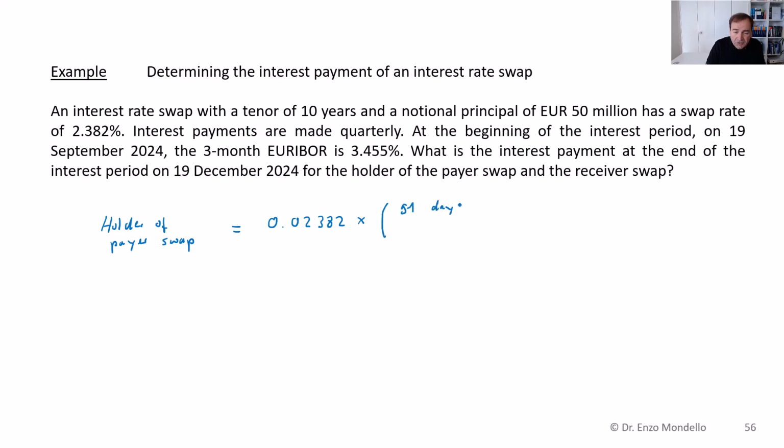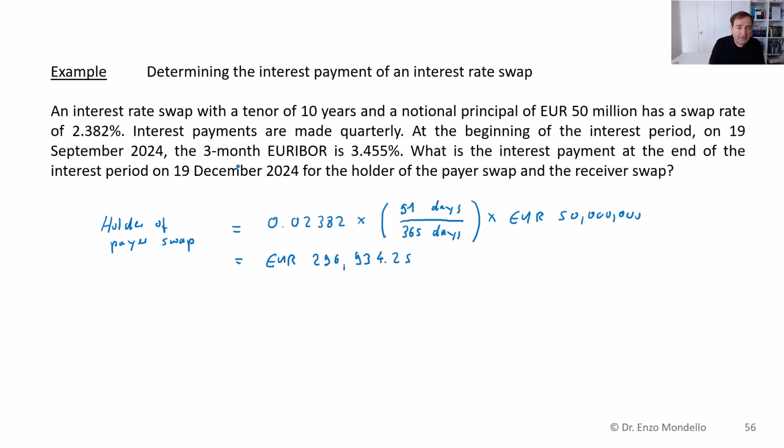The day count convention used for the swap rate is a day count convention that we have in the capital market, actual 365 days. And that's multiplied by the notional principal of 50 million euros. If you're entering the figures in your calculator, you should obtain an interest payment of 296,934.25 euros. The holder of the receiver swap pays the floating rate.